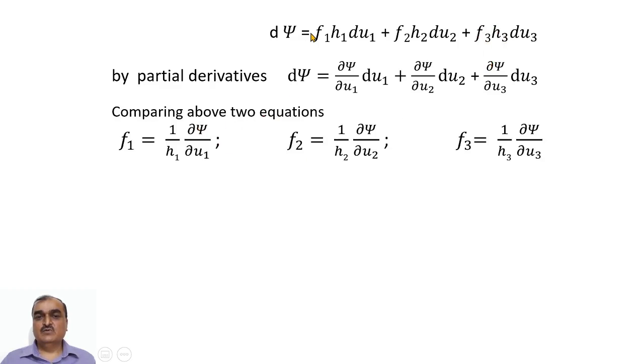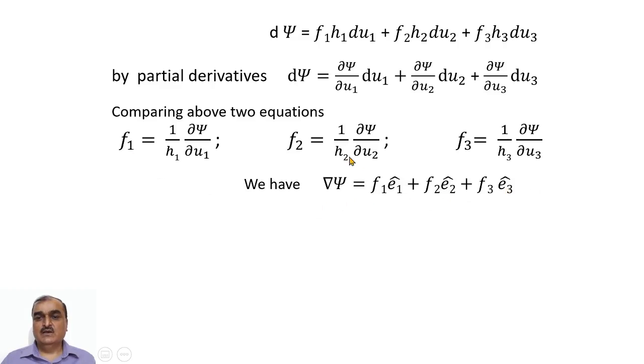Therefore, comparing the above two equations, we get f1 is equal to 1 upon h1 del psi by del u1. This way we get the first value. f2 is equal to 1 upon h2 del psi by del u2, and f3 is equal to 1 upon h3 del psi by del u3. This way we get the values of f1, f2, f3. Substitute these values of f1, f2, f3 in this equation, which initially we considered: del psi is equal to f1 e1 cap plus f2 e2 cap plus f3.